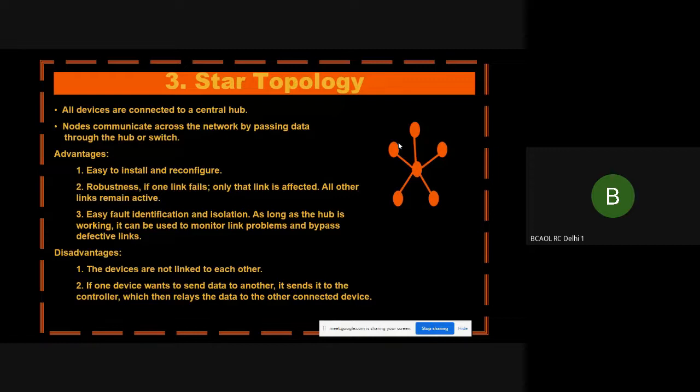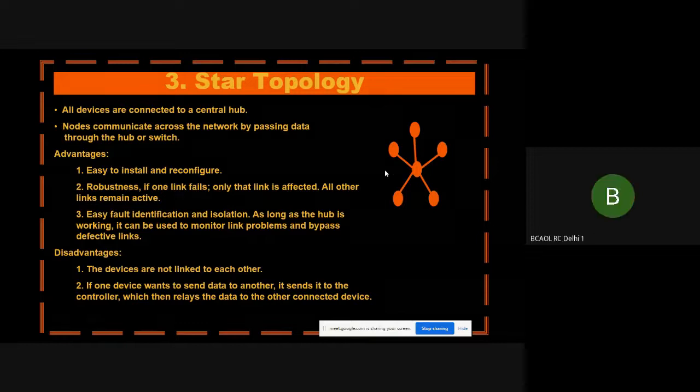So robustness: if one link fails, suppose this link fails here, then also the network will not break down. The network keeps on working. This computer can transfer to this one, because it has to go from the hub or the switch. So even if one computer doesn't work, it does not matter, right? Or if a link is not working, the network remains active. Do you understand? Easy fault identification is also there. So it is easy to find out which computer is not working, or which link is not working, because that link light will not be blinking in the switch. Do you understand?